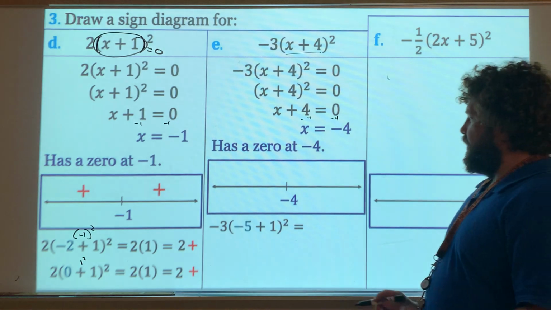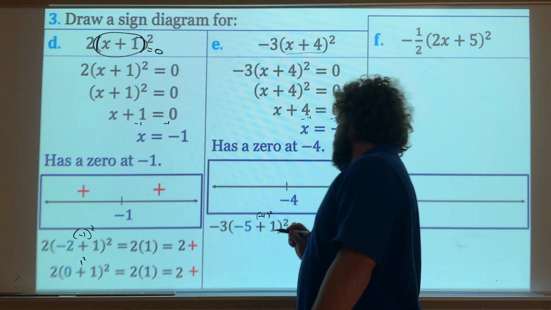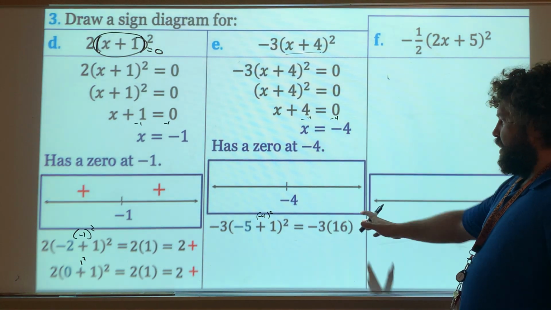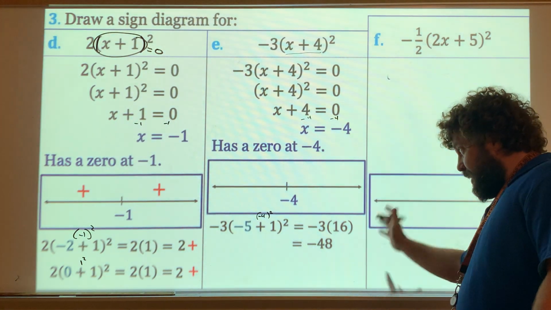Pick it like a negative 5. Negative 5 plus 4 is negative 1, squared. Any number squared is positive. So that becomes negative 3 times 1, which is negative 3. And negative 3 is definitely a negative number.